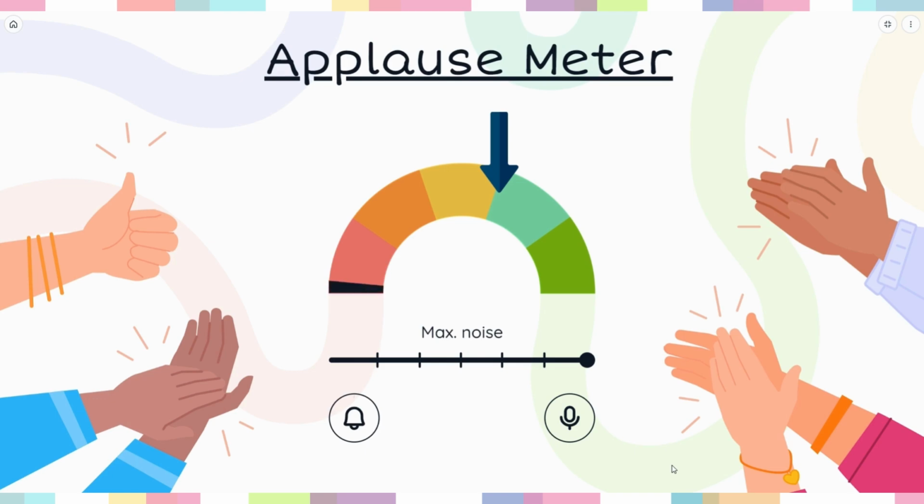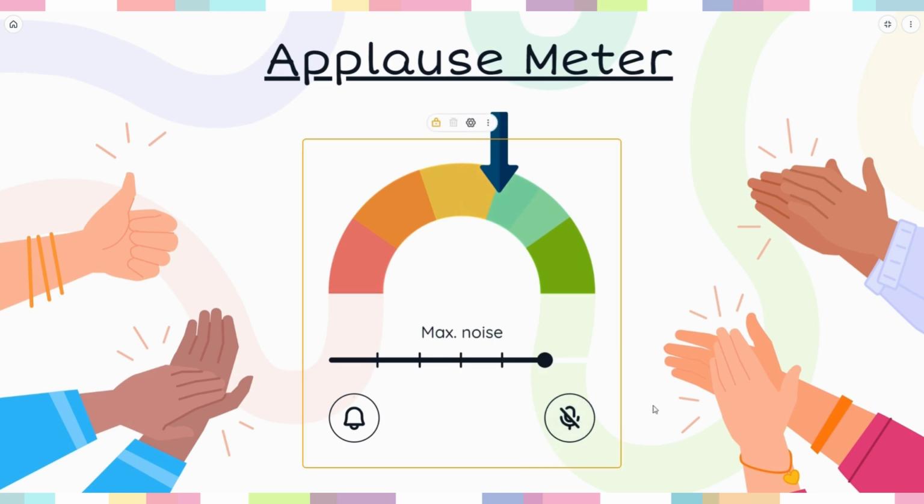Now, the settings for this, you can adjust how loud you're allowing them to be before the bell or the little alarm goes off. You can also turn on and off the microphone here, and you'll see me click on those here in a moment. Yes, there, I just turned off the microphone with that slash in there. Here, I just turned off the alarm so that it wouldn't ding when they got to the appropriate point.